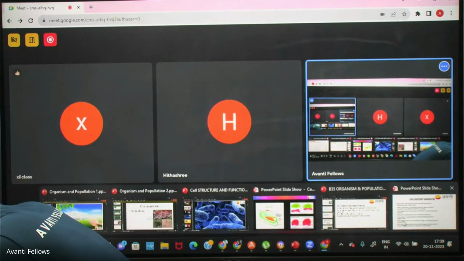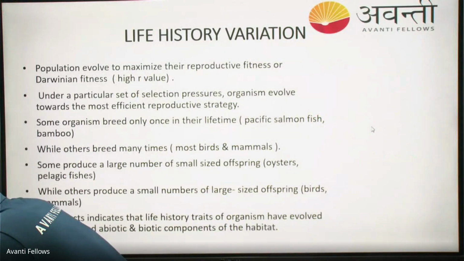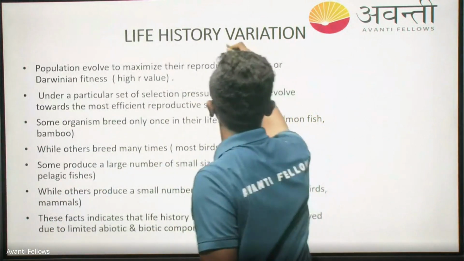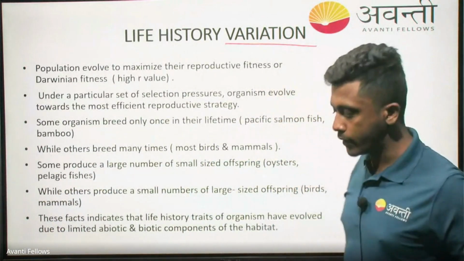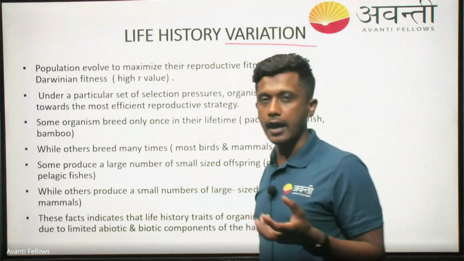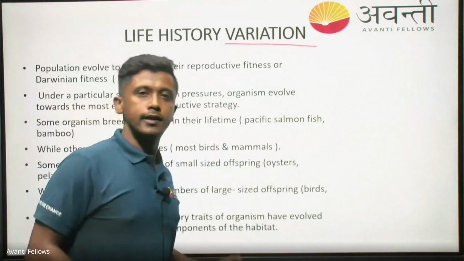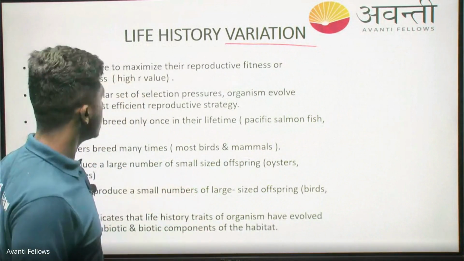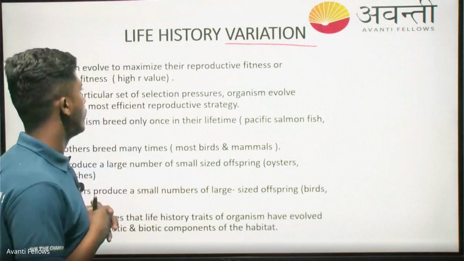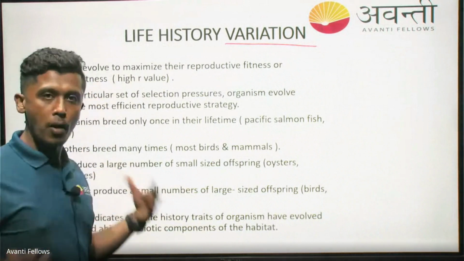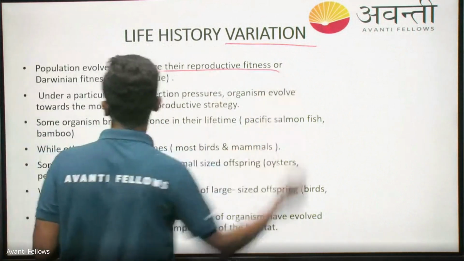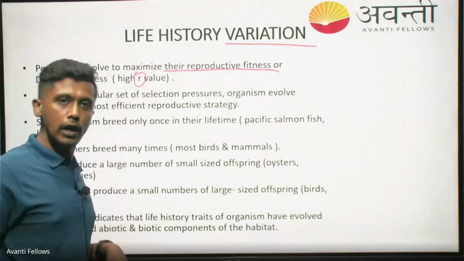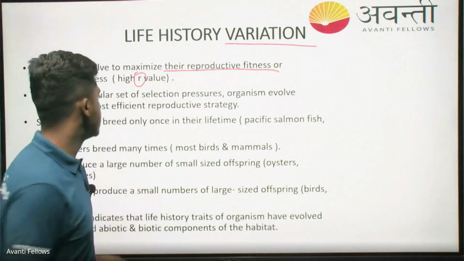Okay. So next one is life history variation. If we talk about variation, we know that a population has similar characteristics, and they are the same species, sharing similar genetics. Variation is very closely related to reproduction. Whenever we have a population that has evolved to maximum reproductive fitness or Darwinian fitness, where we have a very high r value, you know that the higher the r value, the higher the population growth. That means they're increasing. Understood?